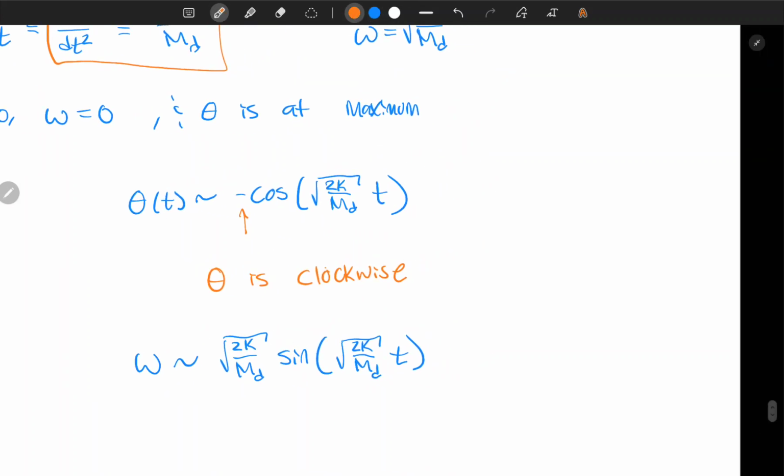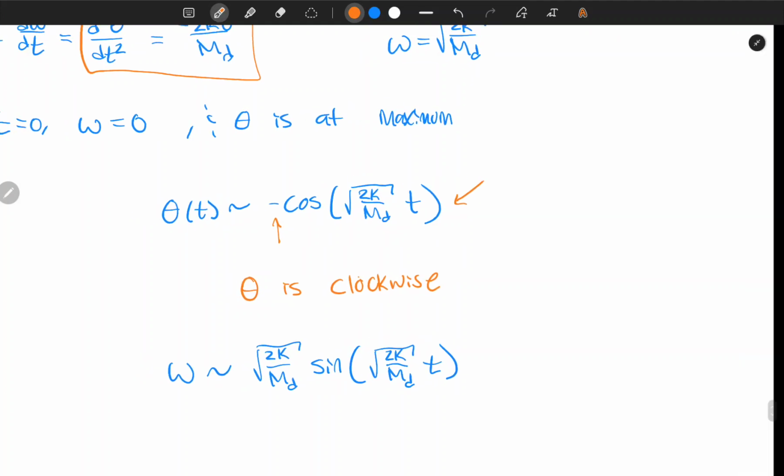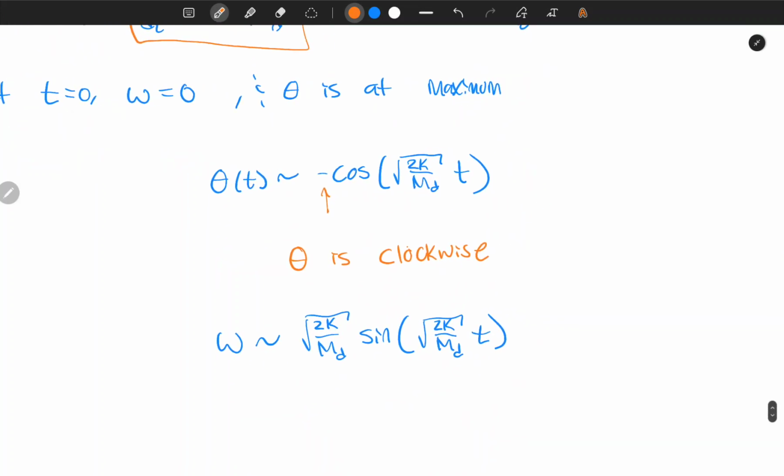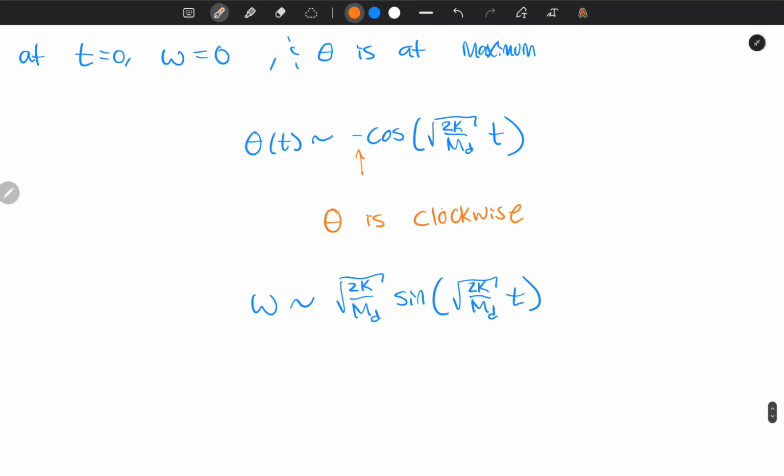And just to note, the reason that we've used cosine here is because when t is equal to 0, theta is at its maximum. The trig function that is associated with its maximum value at t equals 0 is cosine. Moreover, we know that omega equals 0 at t equals 0. So we know that omega should be something like a sine, because sine of 0 is equal to 0.